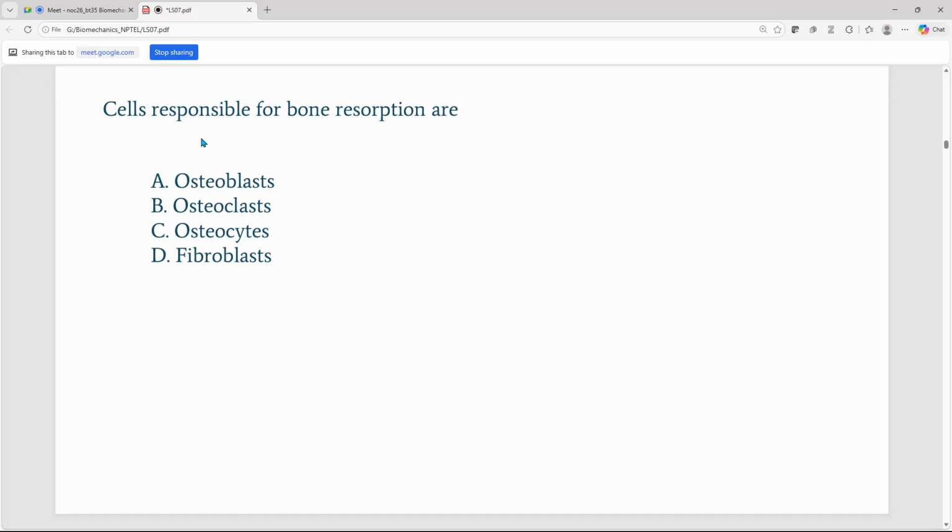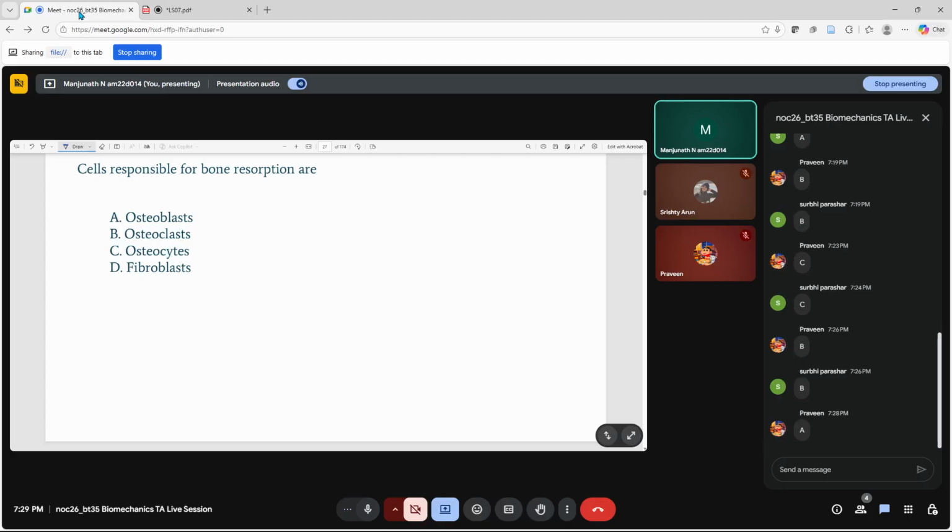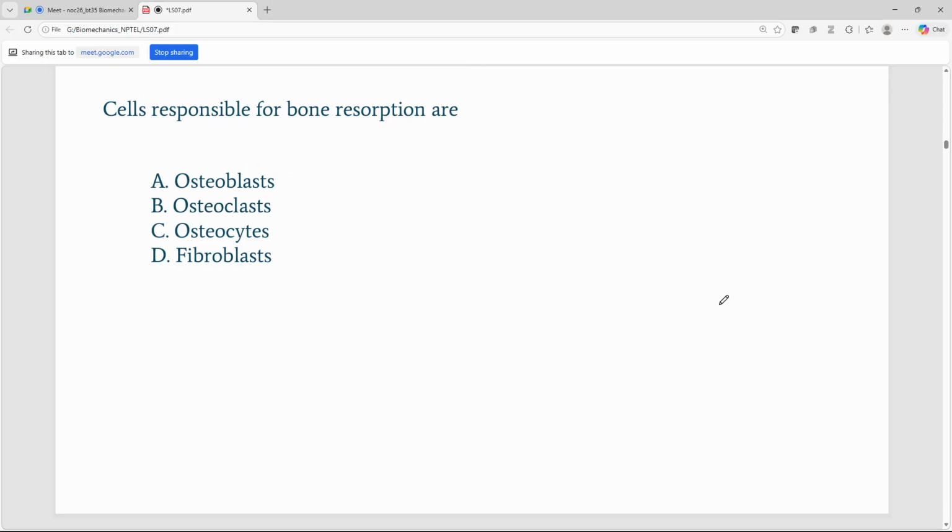Next question. Cells responsible for bone resorption are: option A, osteoblast, option B, osteoclast, option C, osteocytes, and option D, fibroblast. Which cells are responsible for bone resorption?